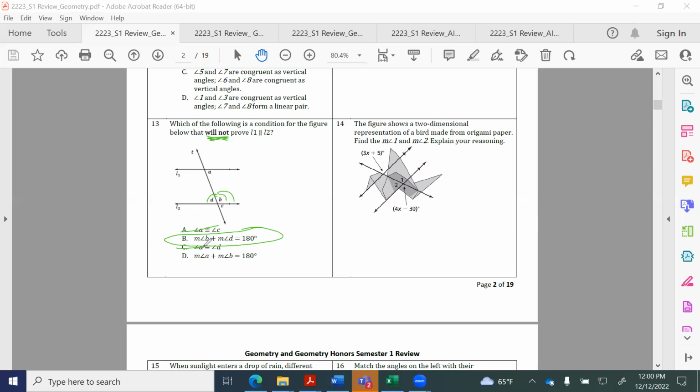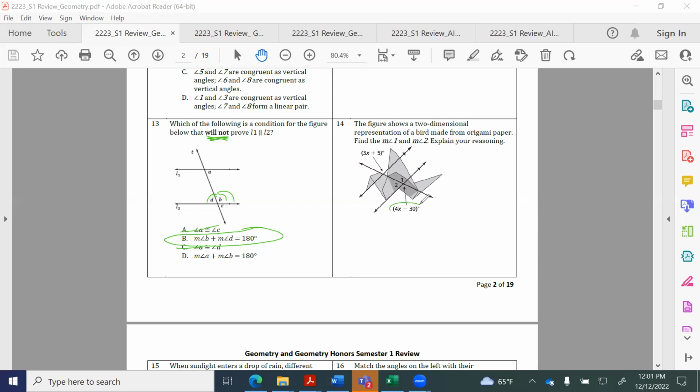All right, number 14. The figure shows a two-dimensional representation of a bird made from origami paper. Find the measure of angle 1 and the measure of angle 2. Explain your reason. So, here's angle 1, here's angle 2. They point to this random angle over here. We need to figure out what x is first before we can solve for the other angles.